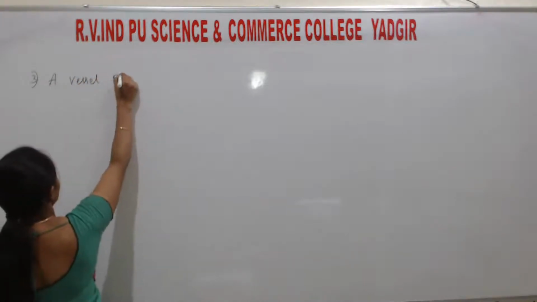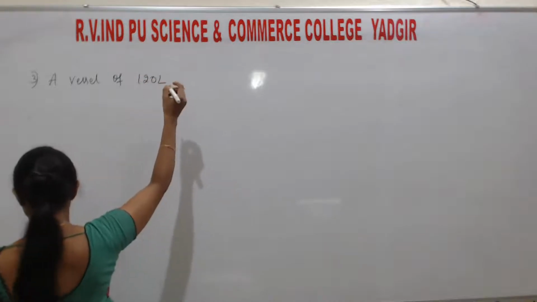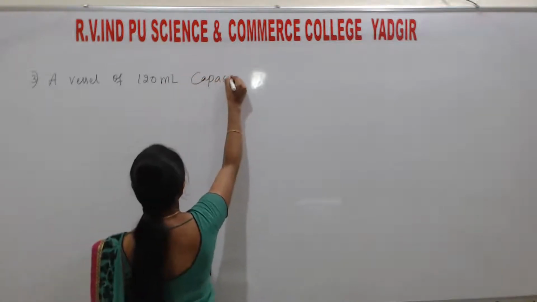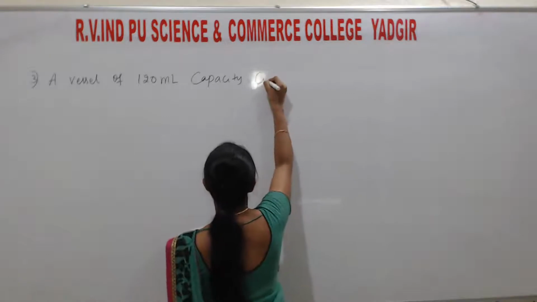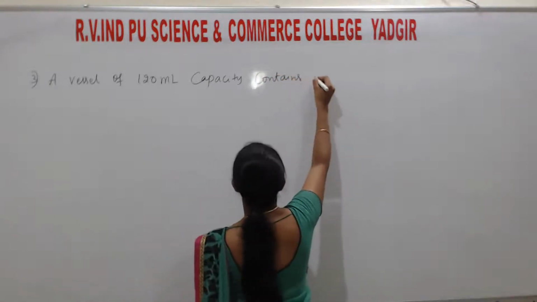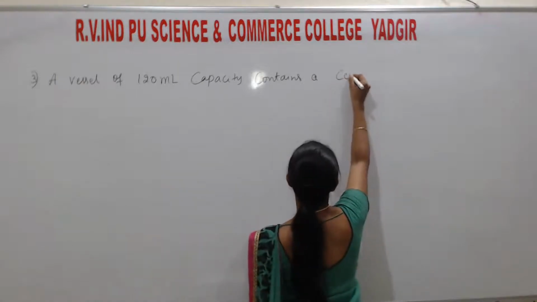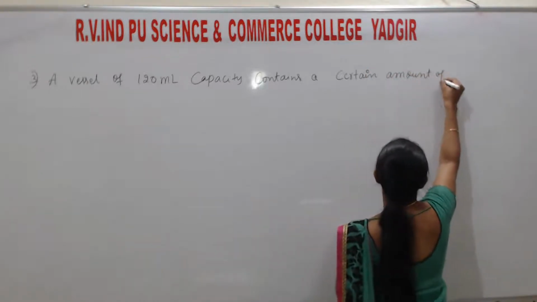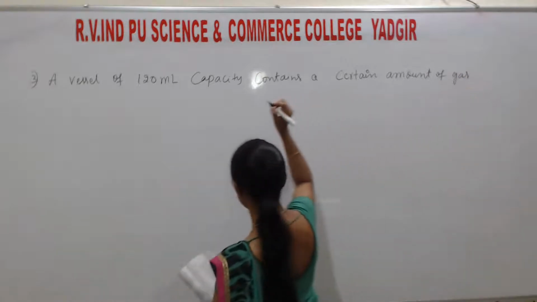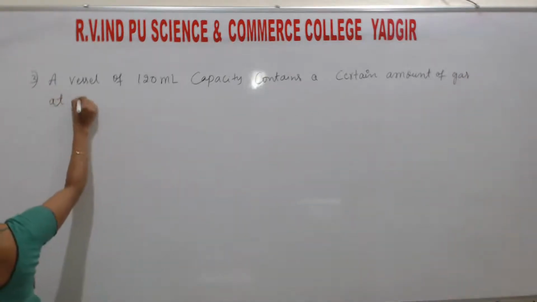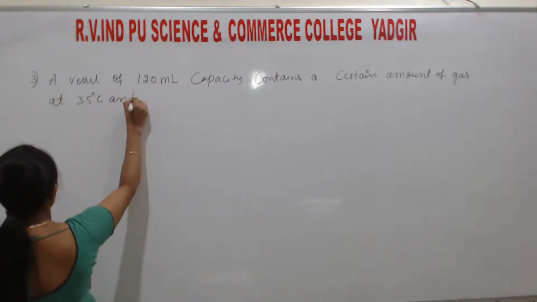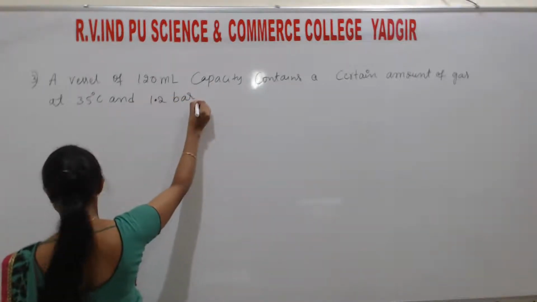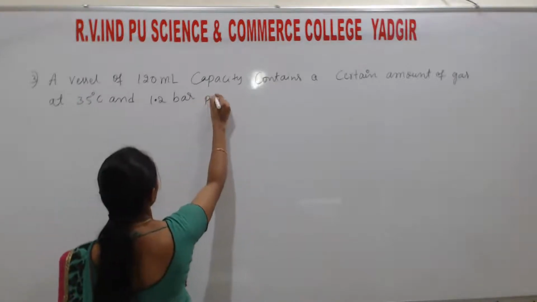A vessel of 120 ml capacity contains a certain amount of gas at 35 degrees Celsius and 1.2 bar pressure.